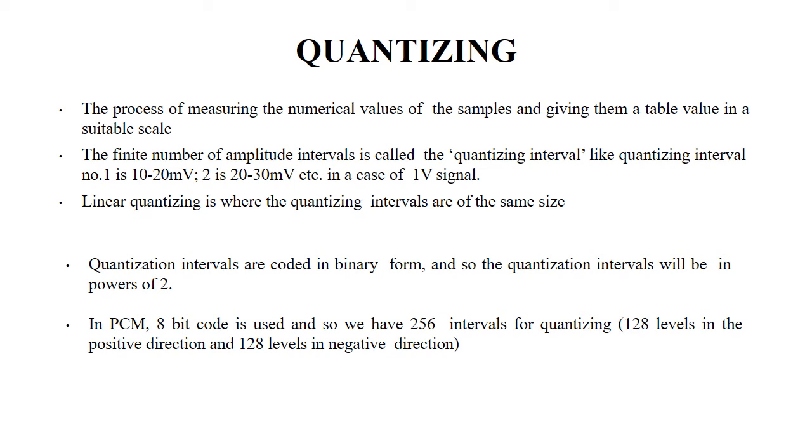Quantization intervals are coded in binary form, and the number of levels is a power of 2. In PCM, an 8-bit code is used, and we have 256 intervals for quantizing. That is 128 levels in the positive direction and another 128 levels in the negative direction.